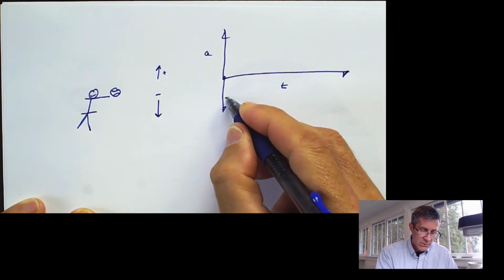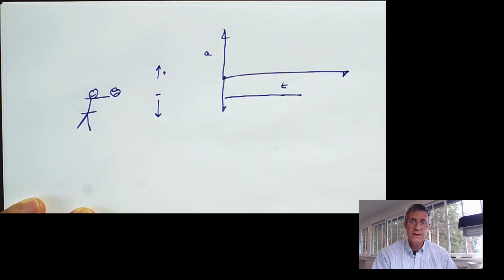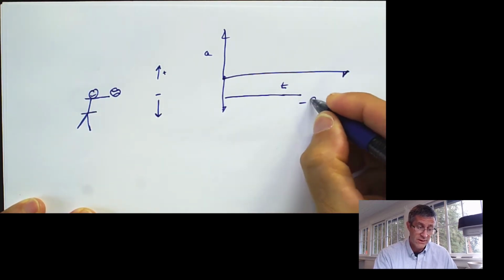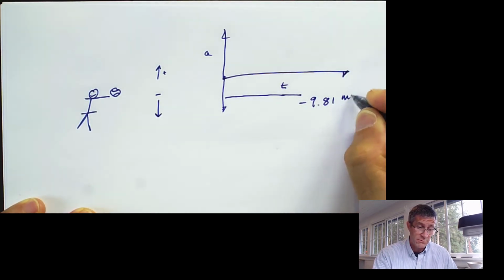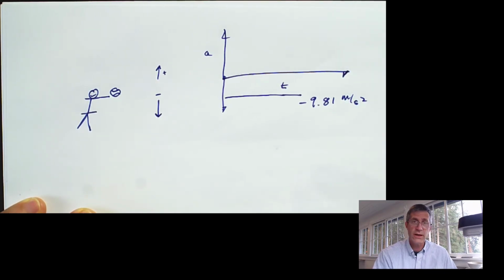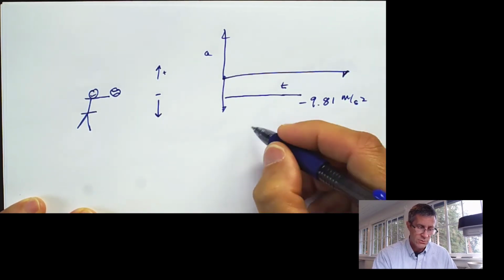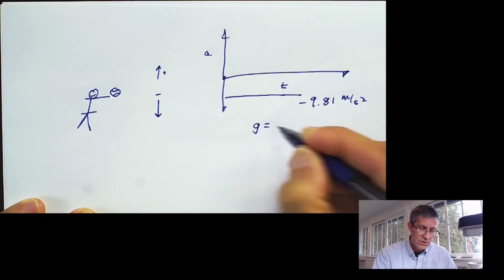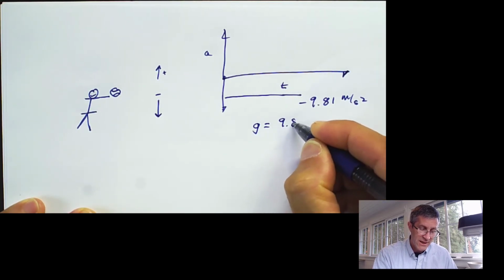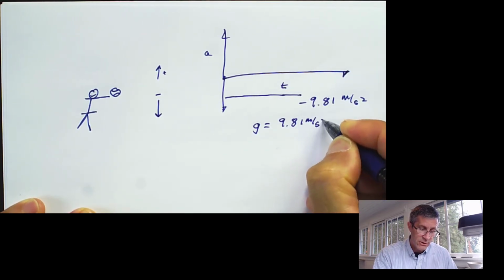So what is my acceleration? My acceleration is going to be negative, so this is going to be negative 9.81 meters per second squared. That's the acceleration due to gravity. It's really common, so we're going to give it a value of g. The value for g is 9.81 meters per second squared.